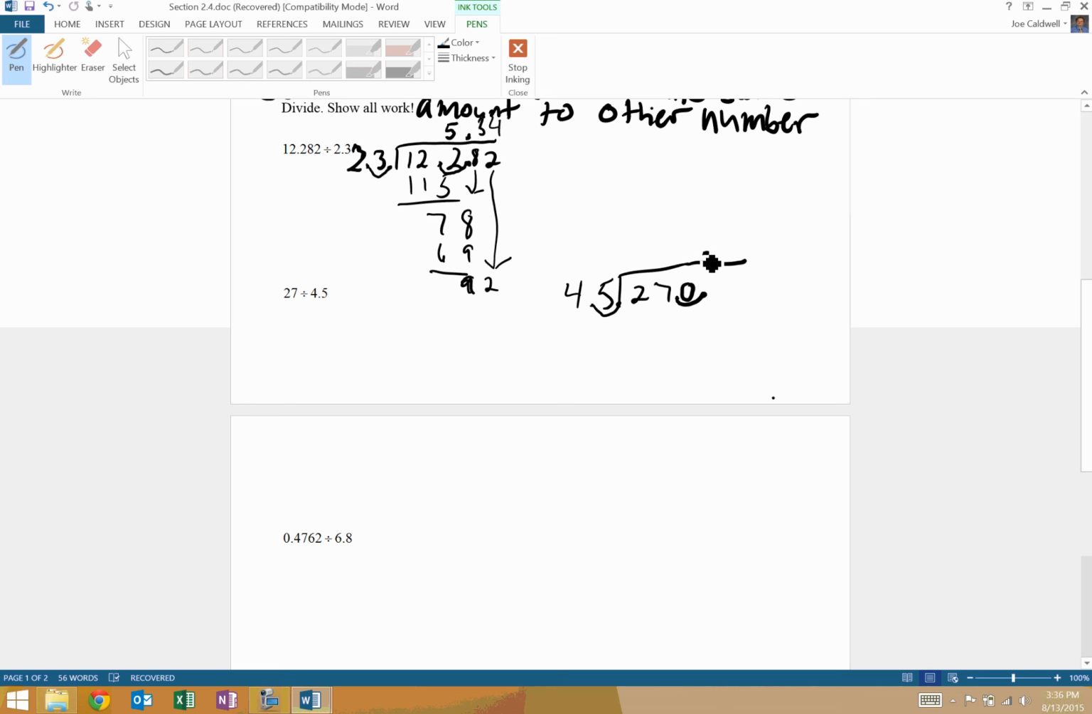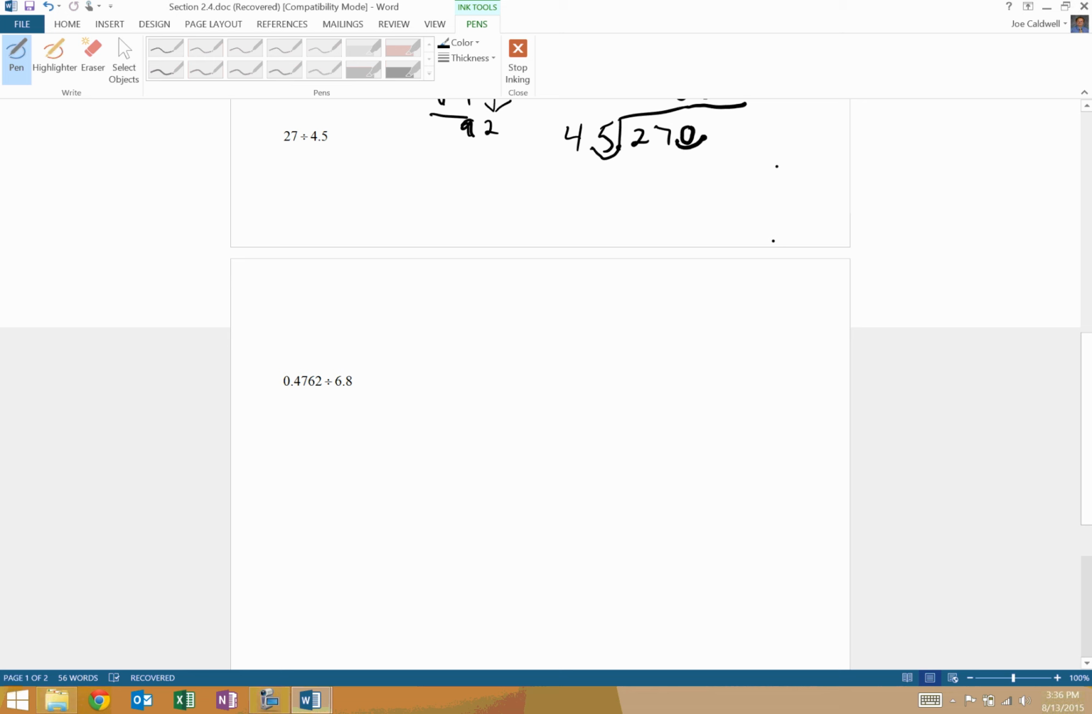So 45 does not go into 2. It doesn't go into 27. So it must go into 270. So we'll see how many times 45 goes into 270. It actually goes in exactly 6 times. So you're done. Okay, the answer to that is exactly 6. Kind of made it easy on you there.